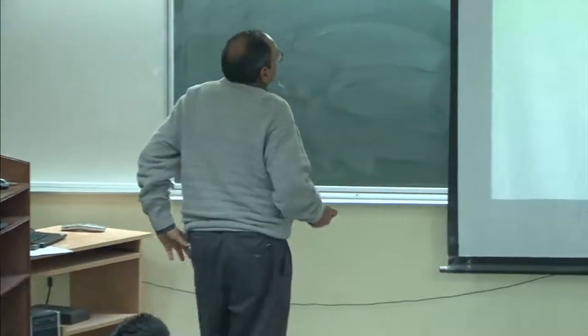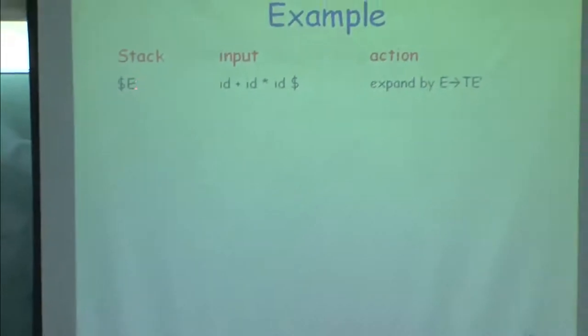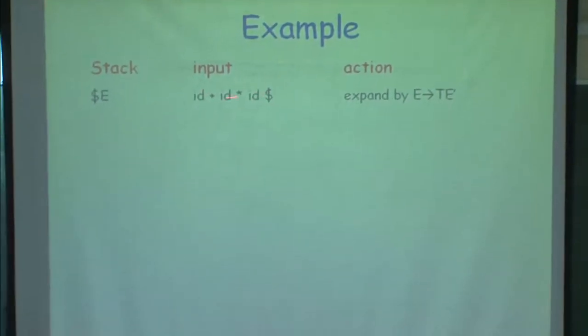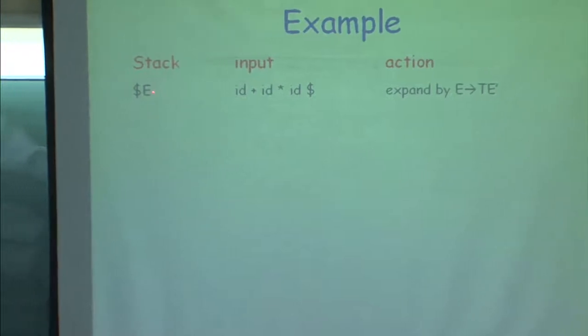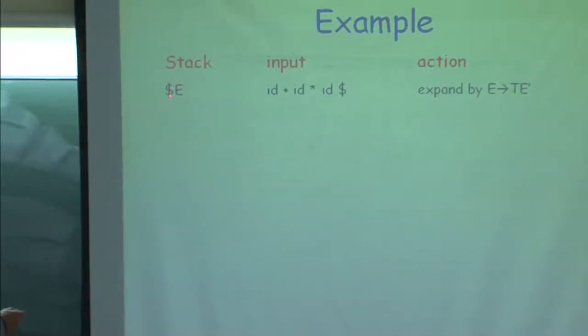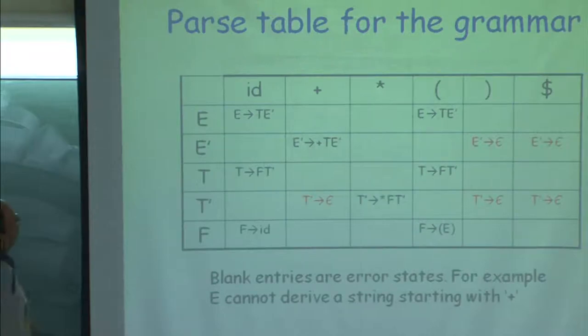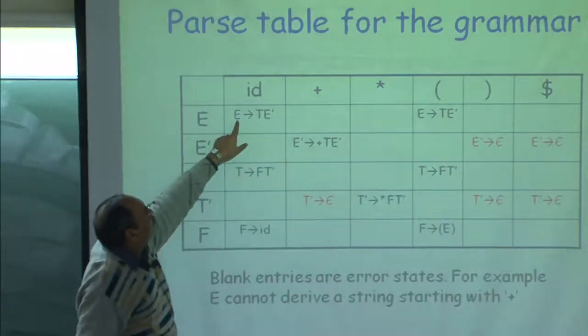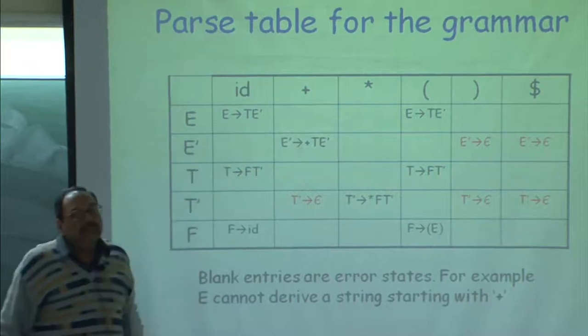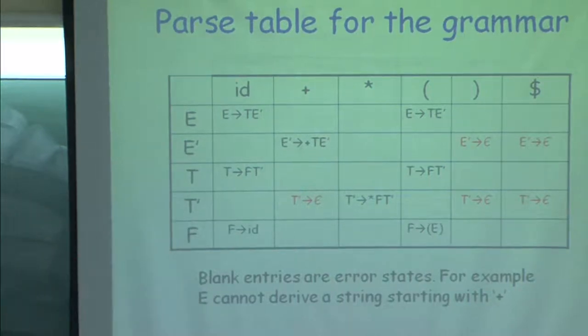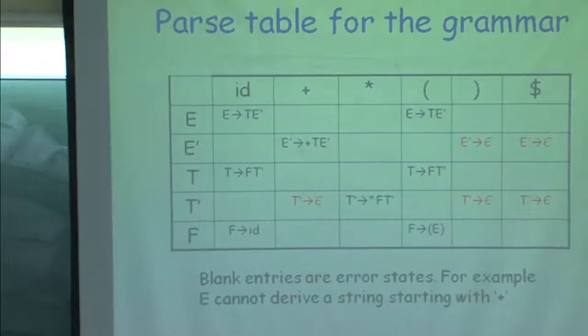Then we took an example: if this is my initial condition and this is the string I am trying to parse, how do I go about it? The initial condition is that dollar is sitting at the bottom of the stack, then the start symbol, and the string to be parsed, which ends with a dollar. When the top of stack is E and my look-ahead is ID, I look at the parse table at E, ID, which says pop E from the stack and push T E prime in reverse order on the stack. Those of you who missed this part, please go back and study it.